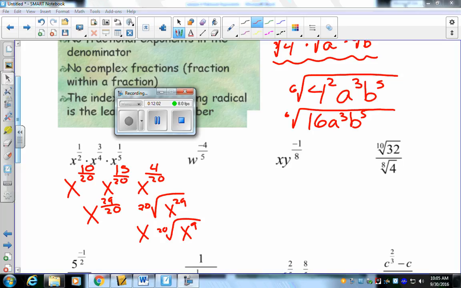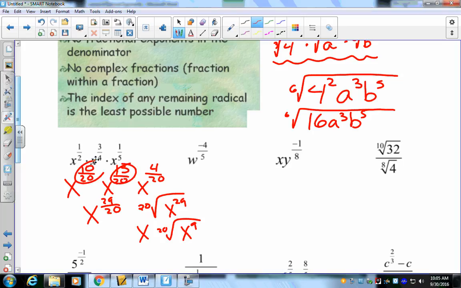And then because they have the same base, I can actually add my exponents. We couldn't do that in the last problem because the bases weren't the same. 4, a, and b aren't the same. These are all x's. So when I combined them, I got 29 over 20. So I went ahead and put that into a radical, and then I reduced my radical. If I have 29 x's, I can take out one whole x with 9 left over.